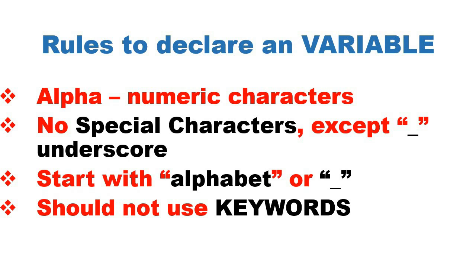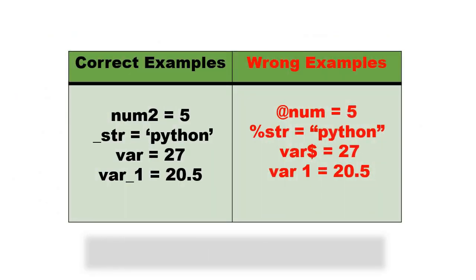Before that, we can see some of the examples. Left side is the correct example and right side is the wrong example. Some of the correct examples are, first one is num2 equal to 5. It is a combination of alphabets as well as numerics. Second one, it is starting with an underscore. Third one is purely alphabet, var equal to 27. Last one is var underscore 1 equal to 20.5. Wrong examples, in the sense, we should not start with special characters like at, percentage. It should be a combination of alphabets and numerics. Space is also a special character.